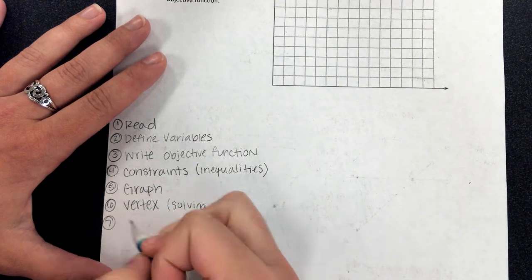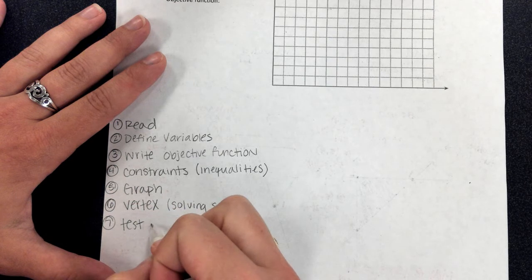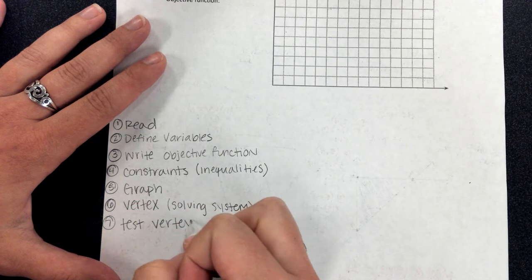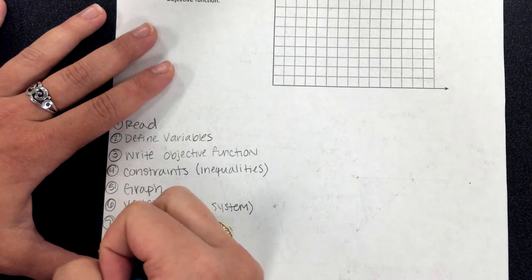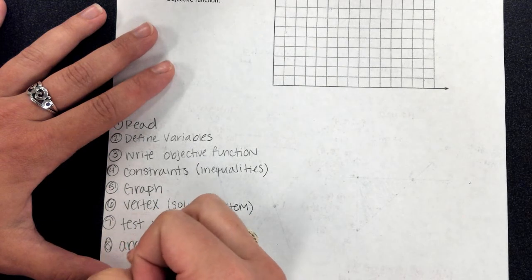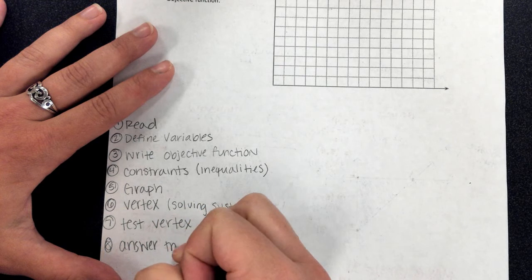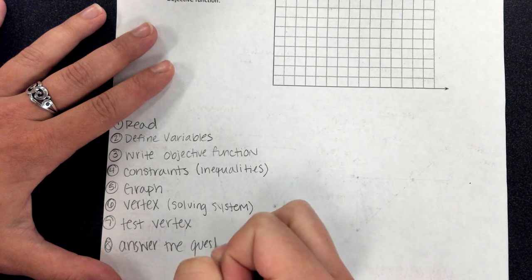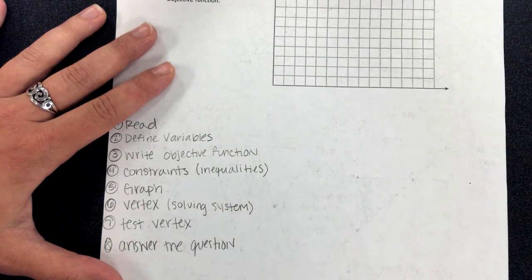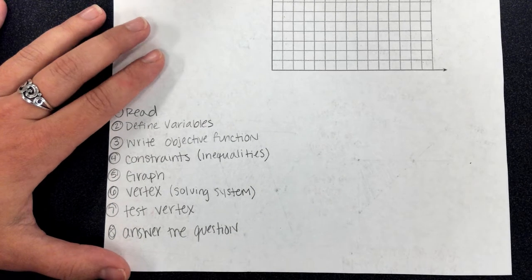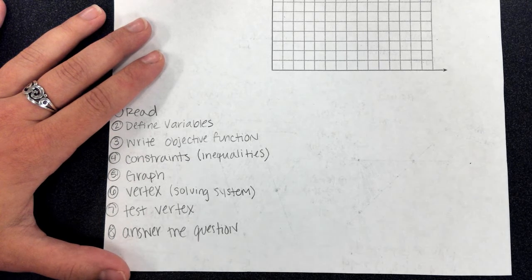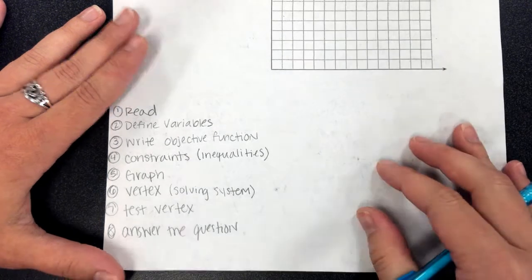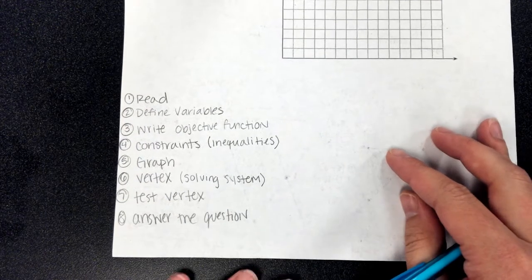Number seven, you will test your points. So test your vertices or your vertex. And then number eight, of course, you want to answer the question. Only what the question asks. If it only asks for the maximum, then don't give me the max and the minimum. Only answer what the question asks you for. Okay? Questions so far?